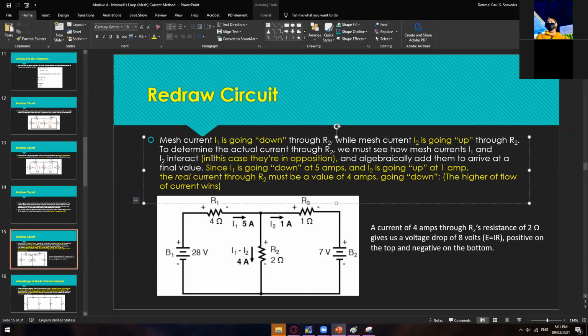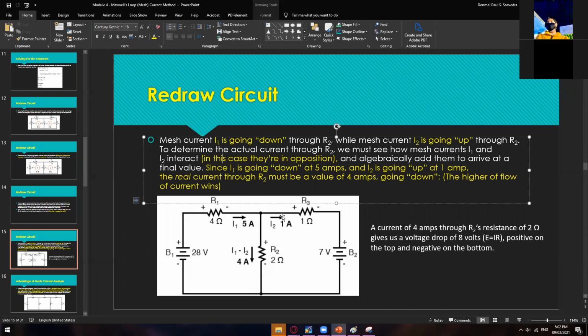Let's just say, which one has a higher flow of current. By nature, whichever has a higher amount of current flowing is the one that's going to win. That is why, as you can see right here, we performed I sub 1 minus I sub 2. Because I sub 1 is higher, you have to deduct the current that is opposing it. So I sub 1 minus I sub 2 is equal to 4 A, or 5 minus 1 amp is equal to 4 amps.